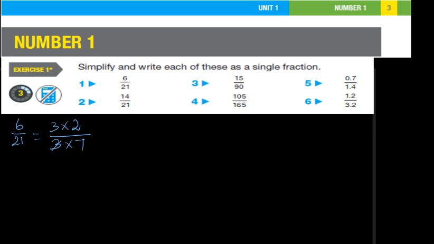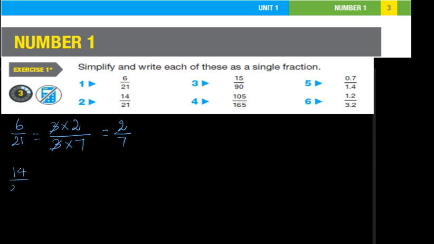Now we can cancel the 3 and 3, and the remaining is 2 by 7. There is no common factor except 1 for 2 and 7. There is no number which divides 2 and 7 commonly except 1. So 2 by 7 is the simplest form, as well as a single fraction, of 6 by 21. Similarly, the second question is 14 by 21.